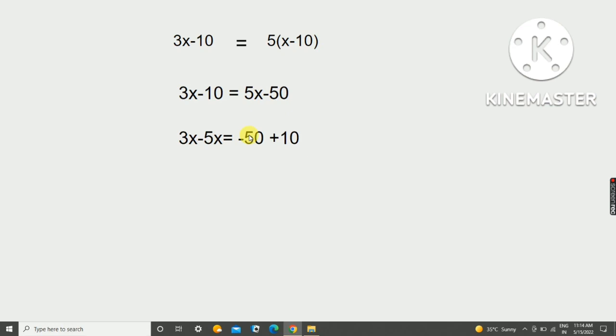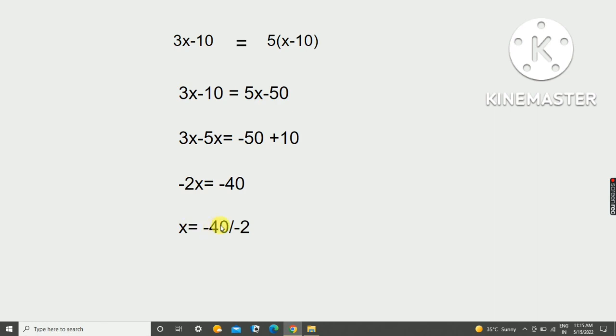Now 3x minus 5x is equal to minus 50 plus 10. We shifted this minus 10 to the right hand side. When we shift it to this side, it would become with the positive sign. So 3x minus 5x is equal to minus 2x is equal to minus 40. Here, subtracting 10 from minus 50, we got minus 40, and subtracting 5x from 3x, we got minus 2x.